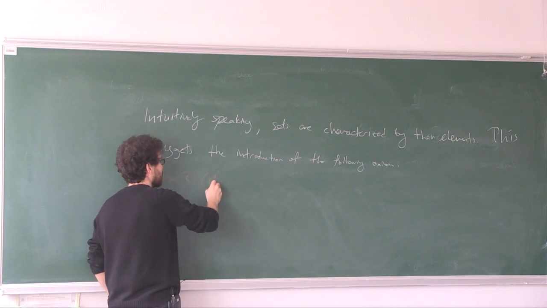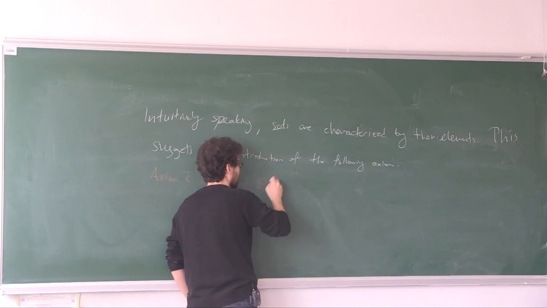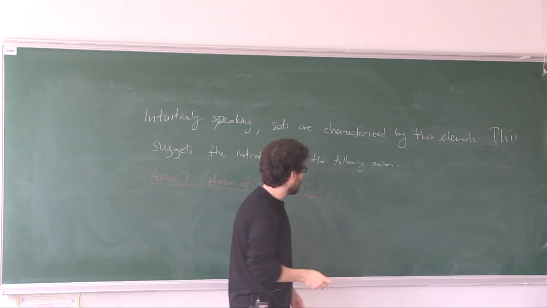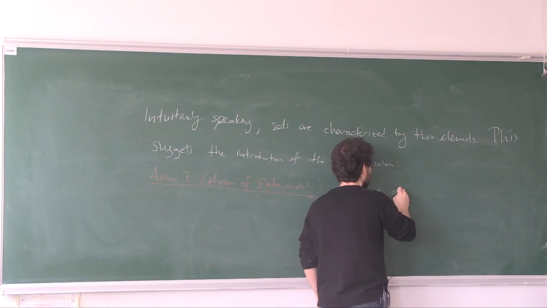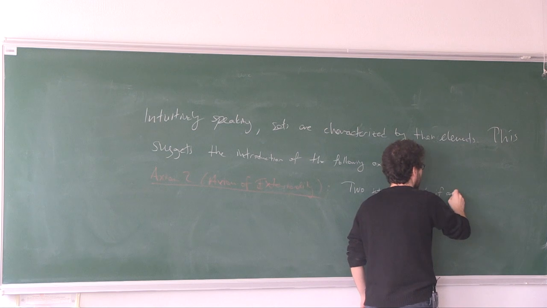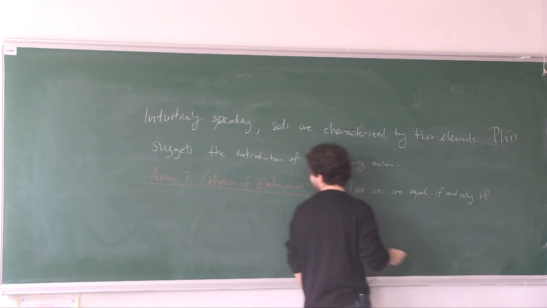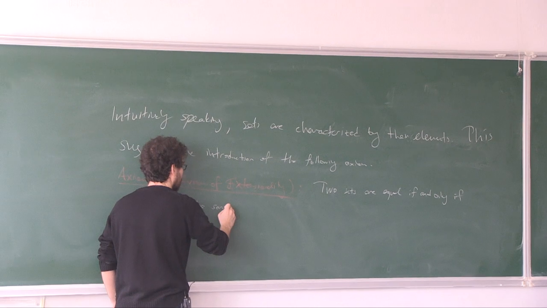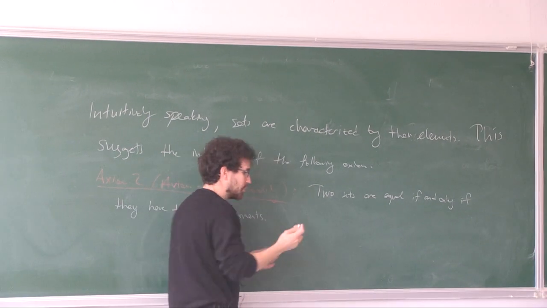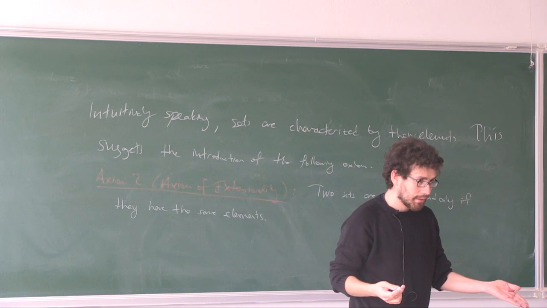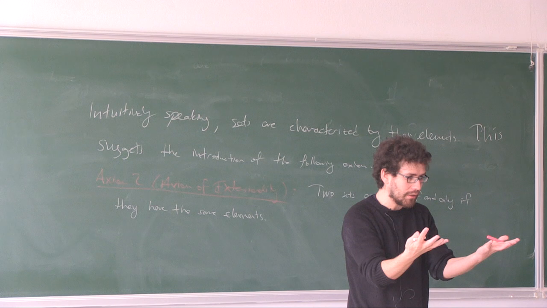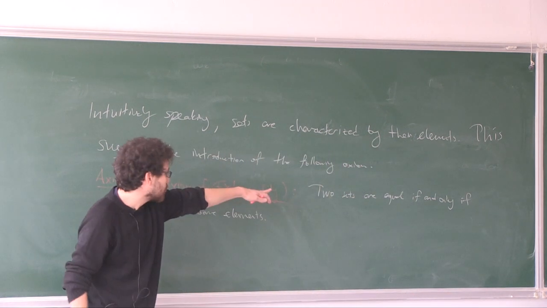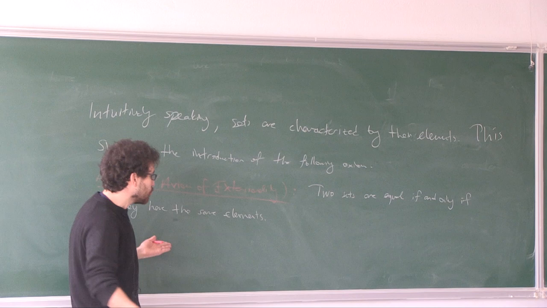Axiom 2, this is called the axiom of extensionality. The axiom of extensionality says the following. Two sets are equal if and only if they have the same elements. So the only feature of sets is to contain other sets. And if there are two objects which do this in the same way, they should be the same object. If there are two objects which contain exactly the same sets, then they should be the same.